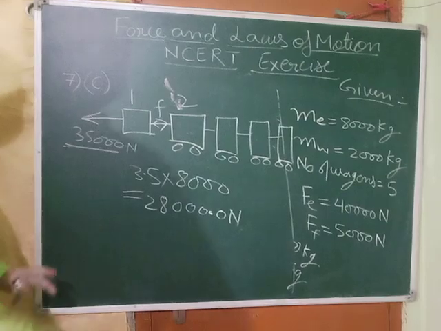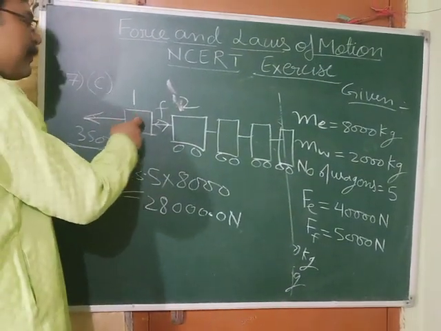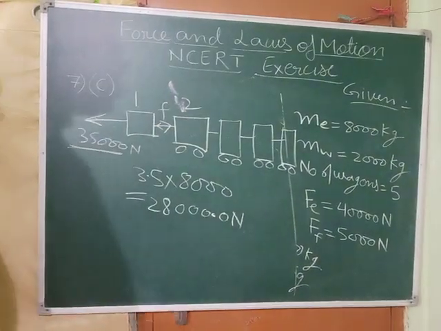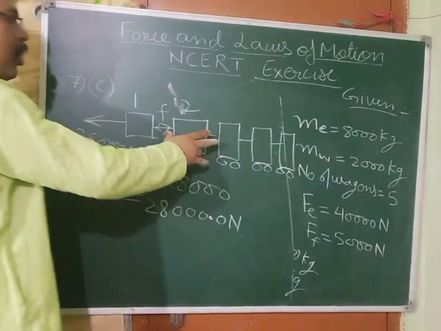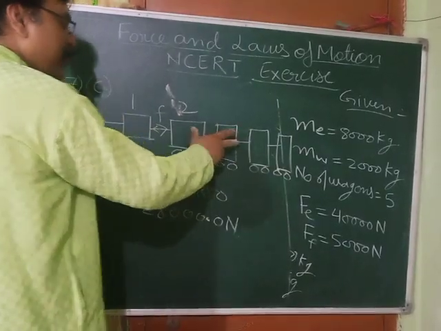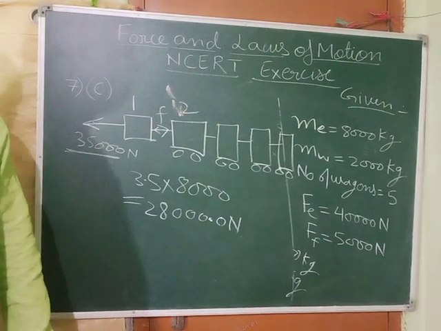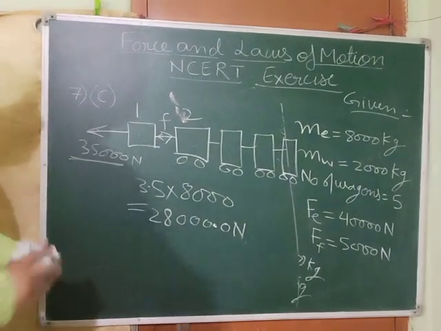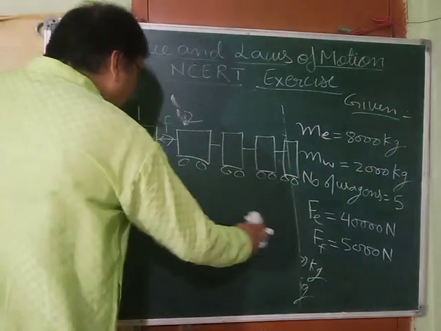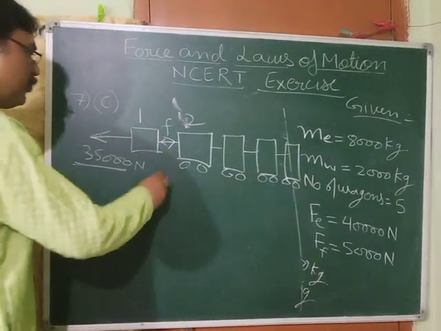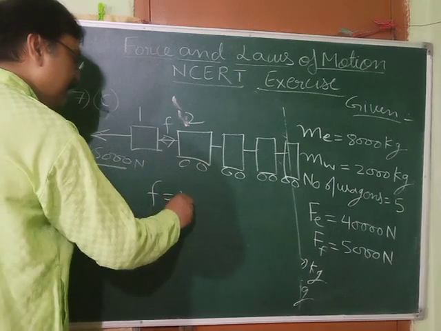Now, whatever force this wagon 1 is applying on the second wagon, due to that force only, all these 4 wagons are moving with the same acceleration of 3.5 meter per second square. Clear? So, we have to find out that force. Now, we know that this force F is m into a.